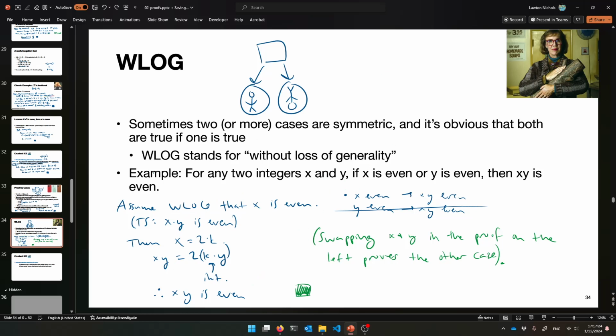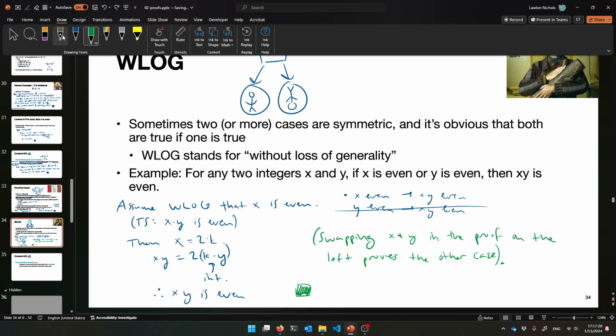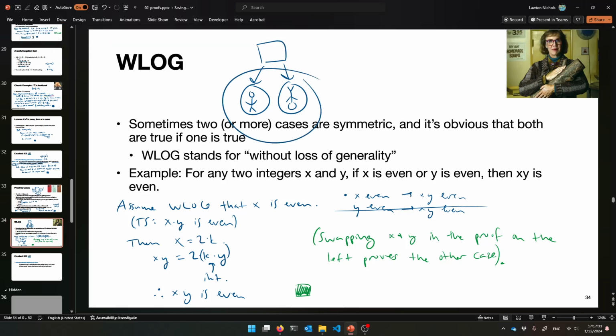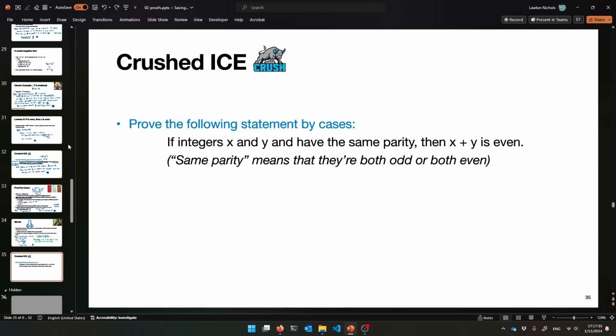That's when you get to use without loss of generality. You don't get to use without loss of generality when you just can't figure out the other case, okay? Don't try to trick me. It's got to be the same. It's got to be very symmetric, okay? So that's that one. And then here's my last example for you to try.